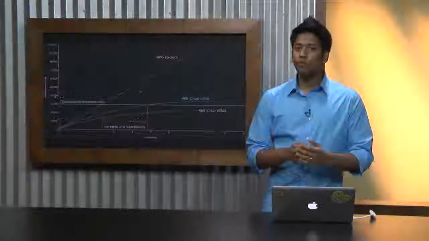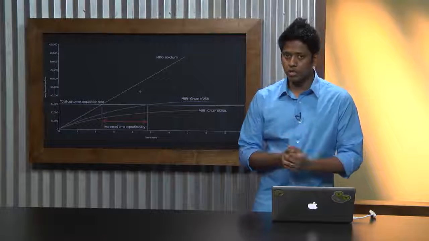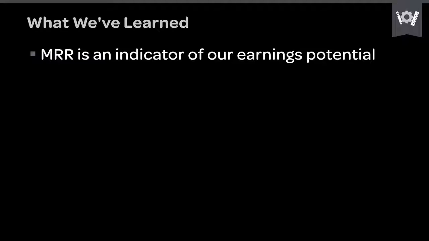So, what have we learned from the past two metrics? MRR is an indicator of our earning potential. It's not actual revenue earned, but combined with cancellation figures, it gives us a great idea of what we can expect to earn in the upcoming months. So this takes away from, when we mentioned earlier, revenue numbers are either current or historic. You can never see future revenue numbers. MRR gives you that opportunity.